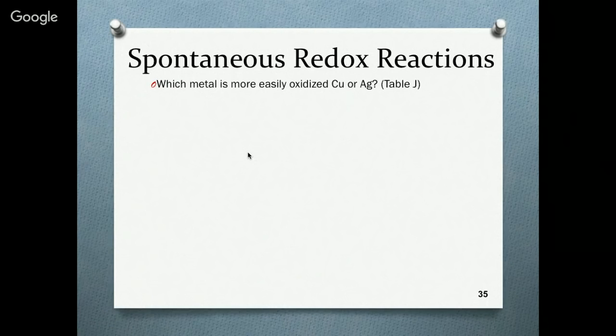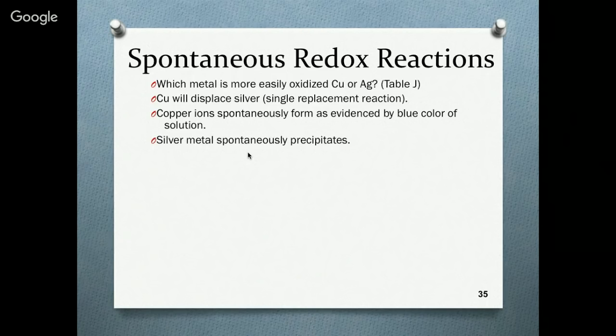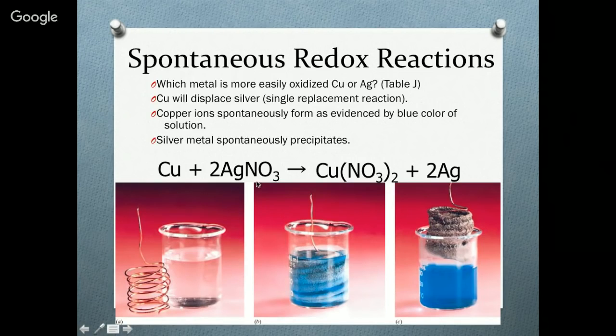Looking at table J, which is more easily oxidized, copper or silver? Copper will be higher up. That means that in a single replacement reaction, the copper could replace the silver. This would be a spontaneous reaction. Copper replaces the silver, and then you actually get silver along the copper wire. I don't know if your teacher showed you this. It's a kind of cool demo.